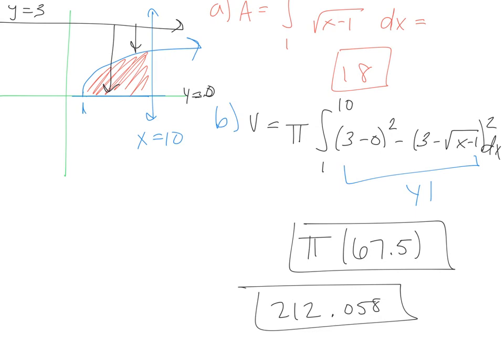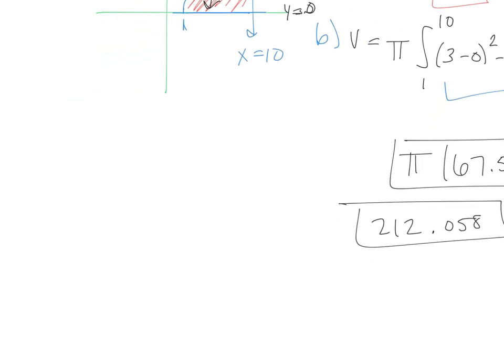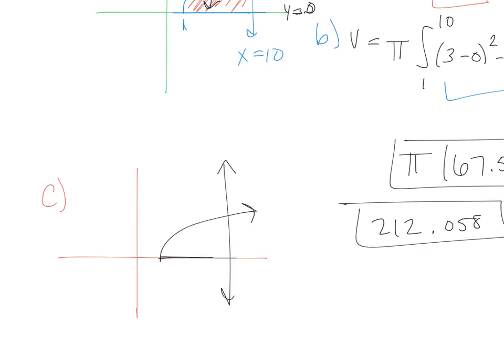The last part asks you to rotate it around the vertical line x equals 10. So my picture looks like this. Here's the 10 that the region is enclosed by. So this is your region from 1 to 10. Now notice they want you to revolve around this, which is kind of interesting because it's on the bounds, but that doesn't really change anything. It's still going to be a shell method because it's a vertical rotation.